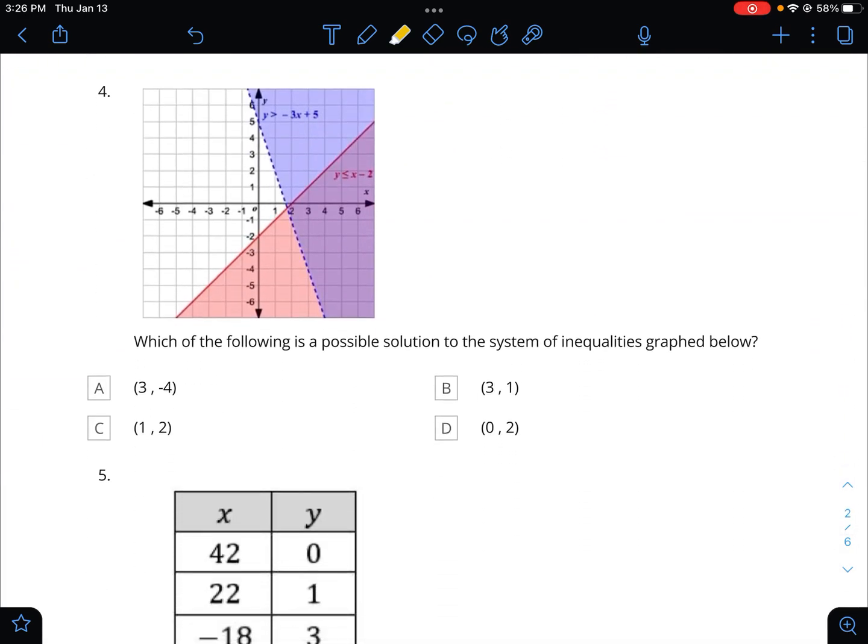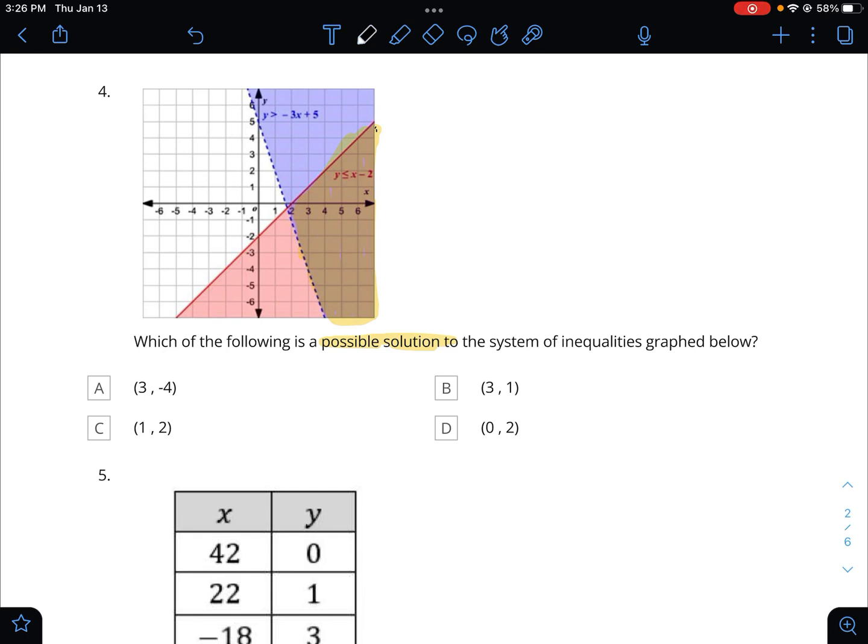Looking at the next one, which of the following is a possible solution to the systems of inequalities graphed? So what we have to do on this one is we're just going to plot them. We want to make sure it falls in this purple area right here that I'm highlighting in yellow. That's that overlapping area. That is what we're looking for the points to fall in between.